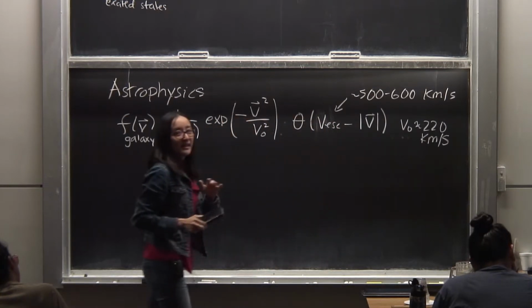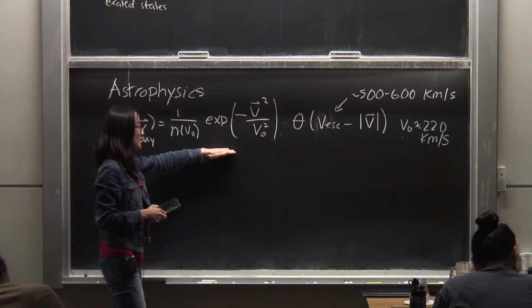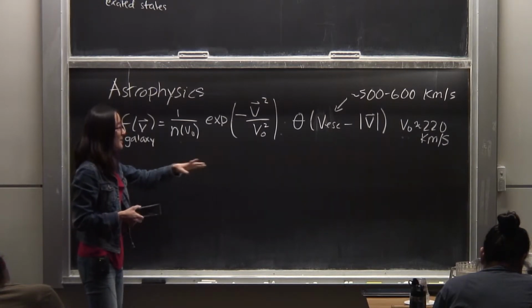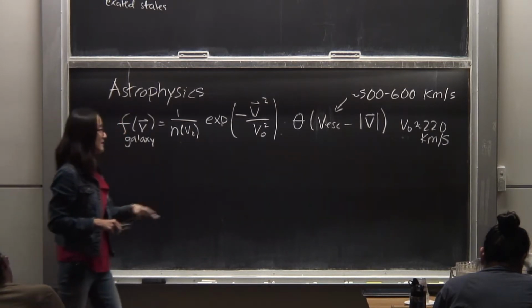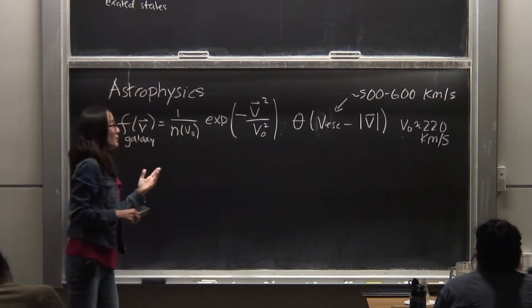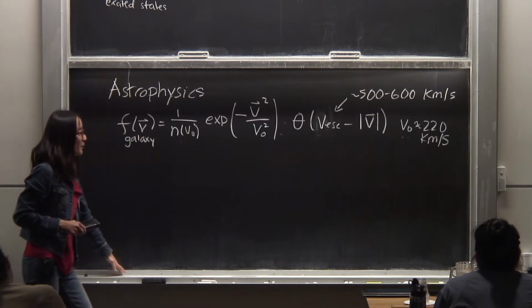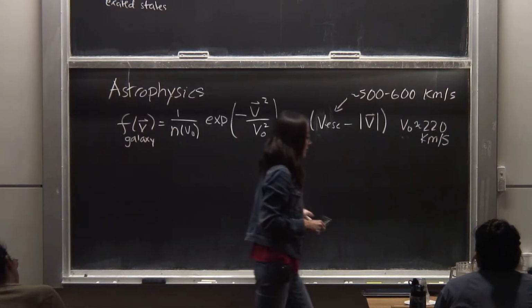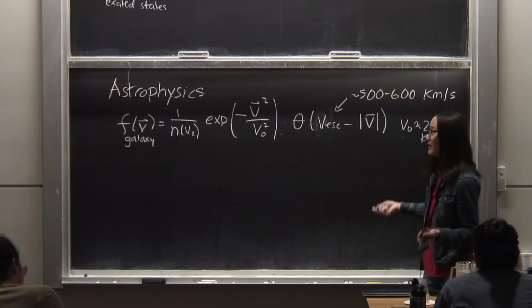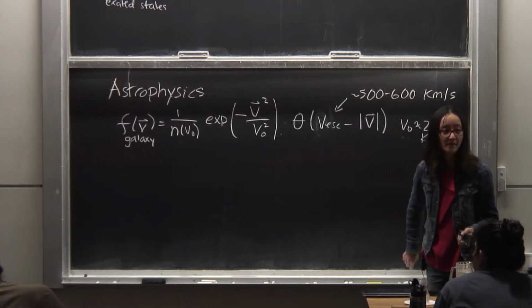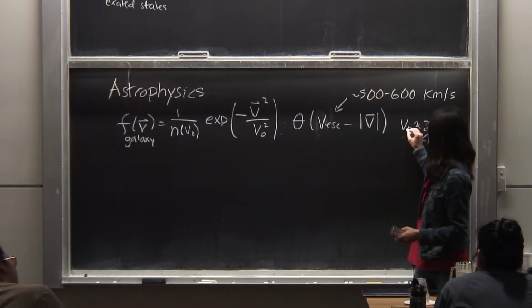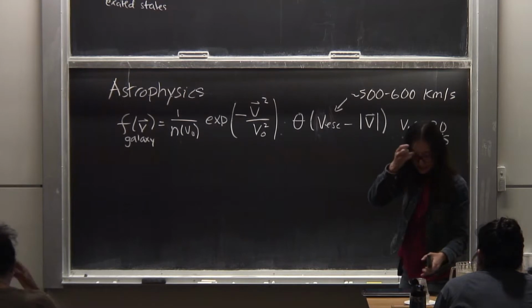This is definitely not a realistic velocity distribution. You can look at simulations, maybe Mark will talk about that, and it does not have this behavior, definitely not near the tail. But we use it just as an approximation in order to do these calculations because we don't know exactly what this velocity distribution is. It's called the isothermal model, or related to the isothermal model.